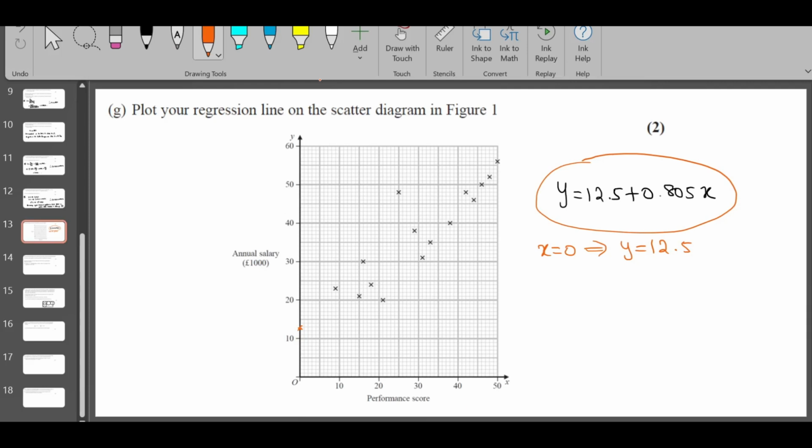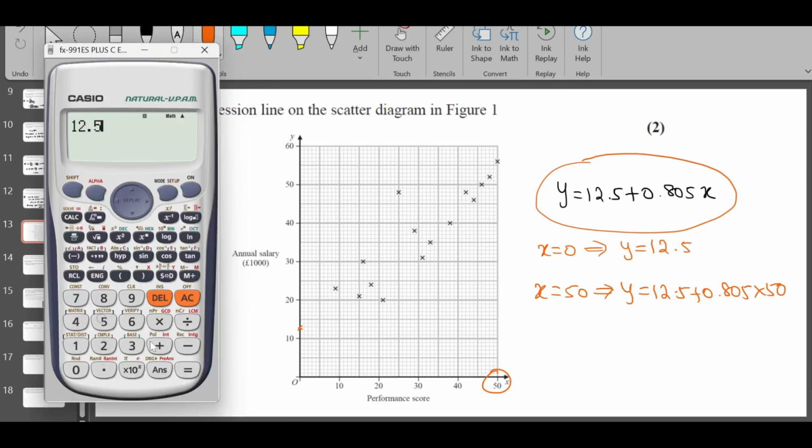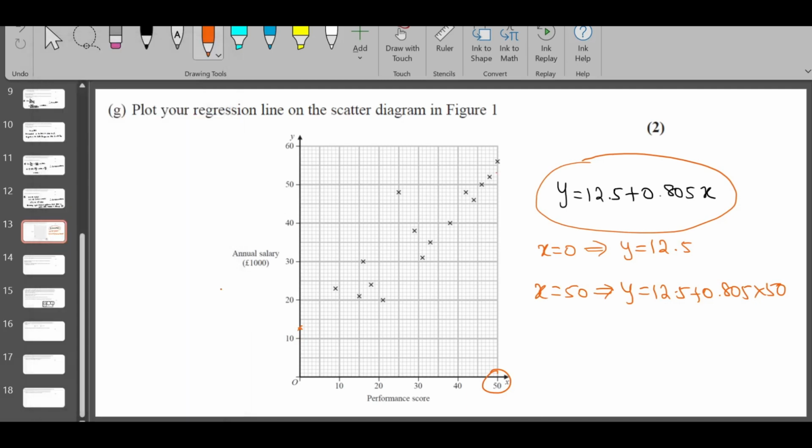Now, I'm going to sub in x is equal to the last point, x is equal to 50. So y is going to be 12.5 plus 0.805 times 50, which is 52.75. That's the value of y. So it's almost equal to 53. And then just connect this line.